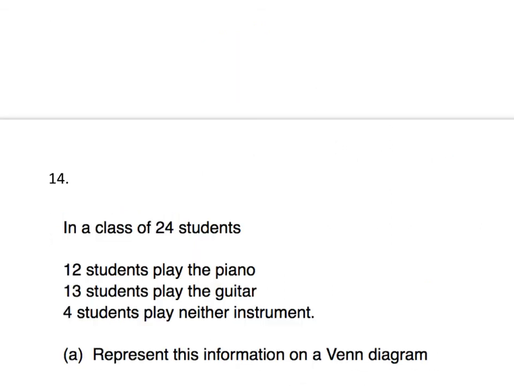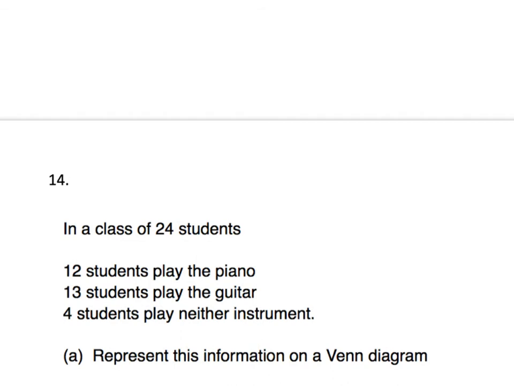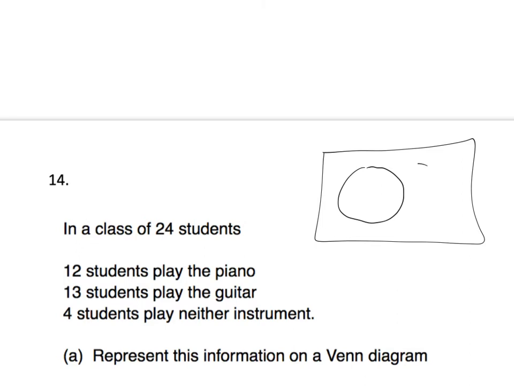Okay, in this question here, we're told in a class of 24 students, 12 play the piano, 13 play the guitar, 4 play neither instrument. Now, I'm going to just start answering the question here because I don't want you to see my answer yet. So, you're given a rectangle like that, but we need to go and add in 2 overlapping circles.